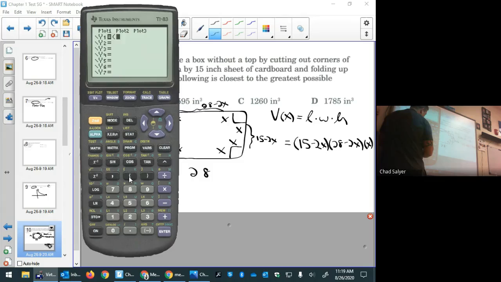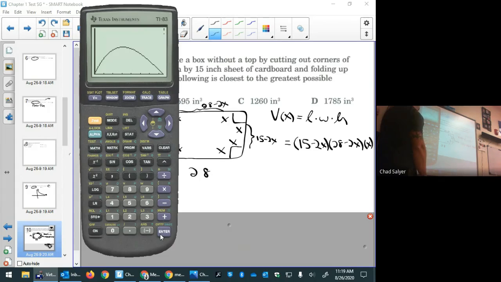So 15 minus 2x, 28 minus 2x, and then x will be our factors. And if I choose my window carefully here, I'm going to go from 0 to 7.5, because those are the smallest and biggest possible x's. And then let's go from 0 to, I don't know, something like 1,000. Looking at the answers, that might be a good choice. And sure enough, here we go. There's the max. So second, trace, option 4, start about 1, end about 4.